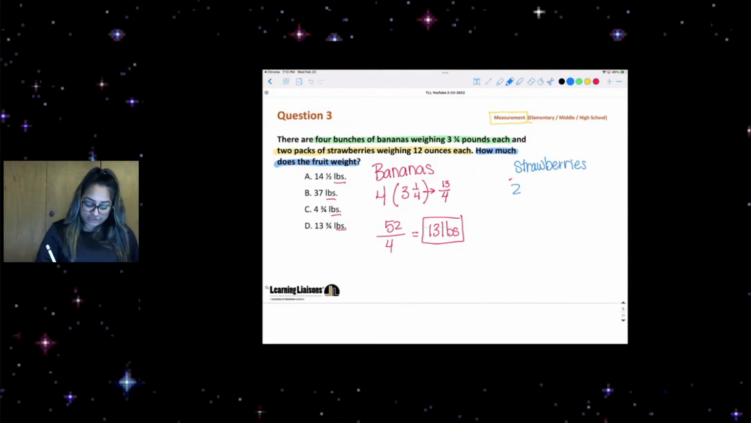I know that I had 2 packs of them, but they're at 12 ounces. They're not in pounds. So I have 2 options here. I can figure out my total ounces first and then convert, or convert and then figure out my total. I like to figure out my total and then convert.